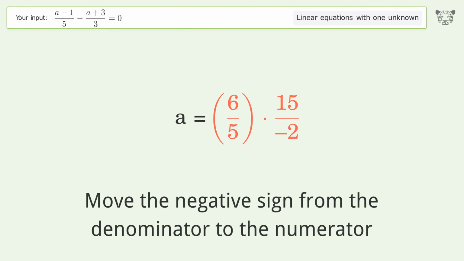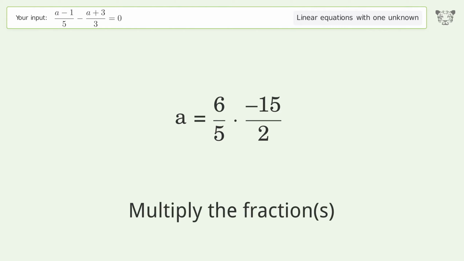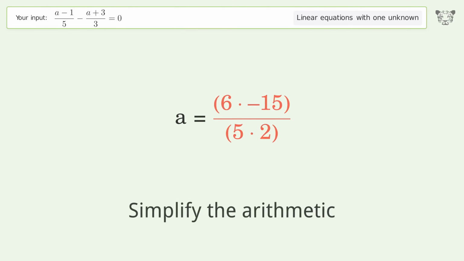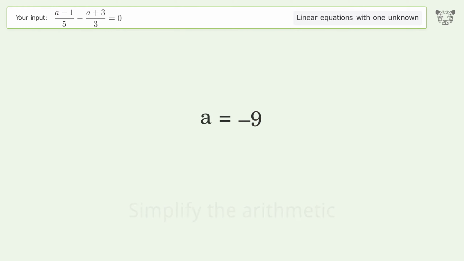Move the negative sign from the denominator to the numerator. Multiply the fractions. Simplify the arithmetic. And so the final result is a equals -9.